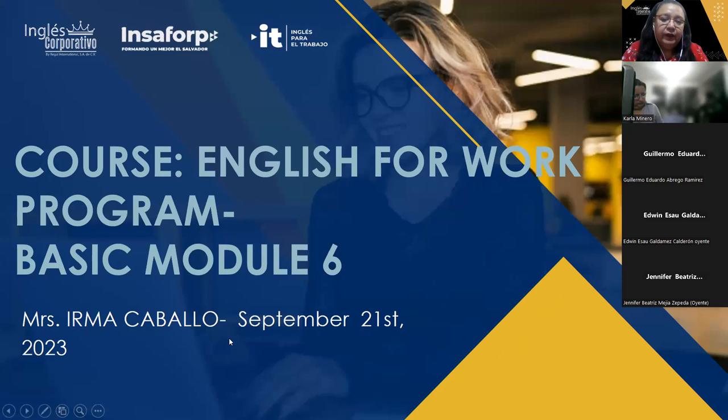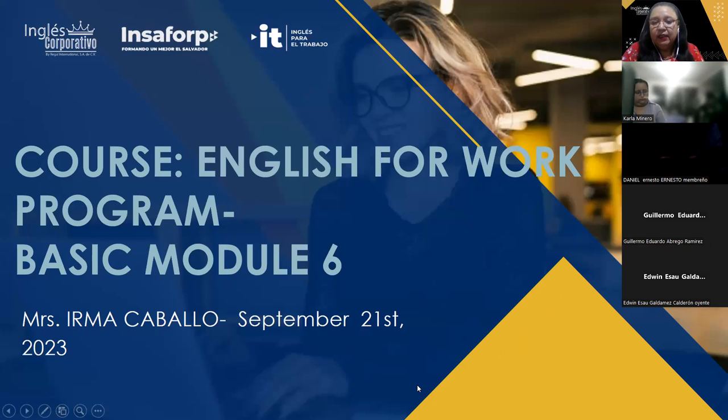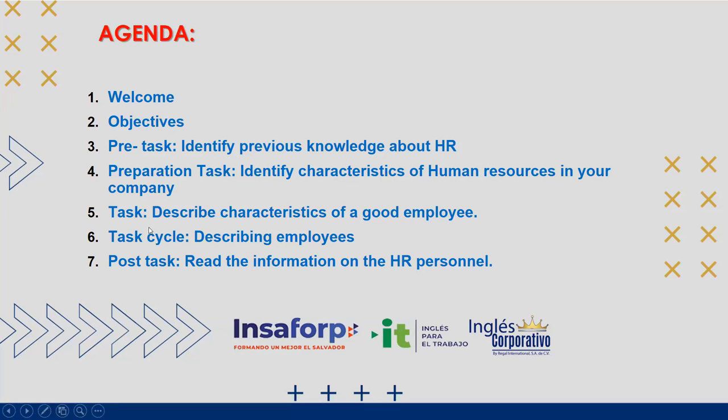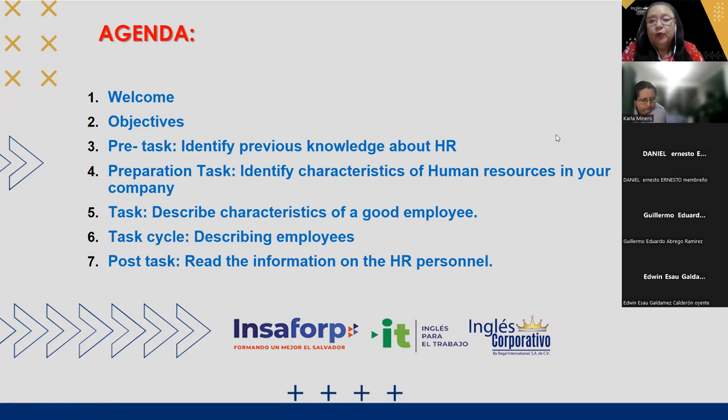Today is September 21st, 2023, and this is the agenda for today. The welcoming, as every day, one of you is going to help me with the objectives. You are going to identify today previous knowledge about human resources. You are going to identify characteristics of human resources in your company. You're going to describe characteristics of a good employee. And then the next activity is describing employees at work and reading the information on the human resources personnel. All of you are familiar with this topic because all of you are active workers, active employees in different companies.